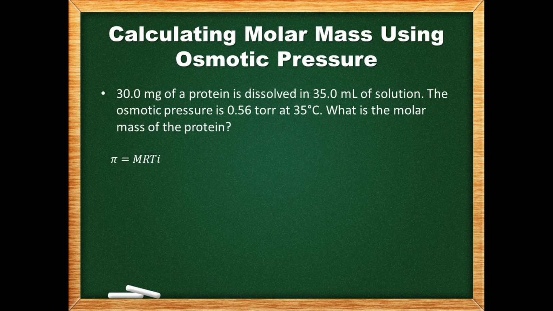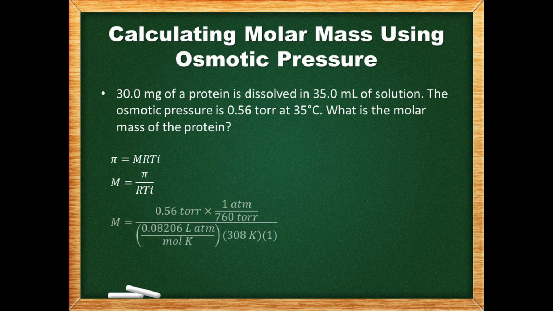The molarity of the solution is the only unknown in the equation, so we rearrange the equation to isolate it. We then plug in our known values into the equation. We must be careful with the units here. The R constant we are using is in terms of atmospheres, so we must convert our osmotic pressure from torr to atmospheres. Additionally, we need our temperature to be in kelvins. The Van't Hoff factor is 1 because the protein is a molecular compound and will stay intact in solution.